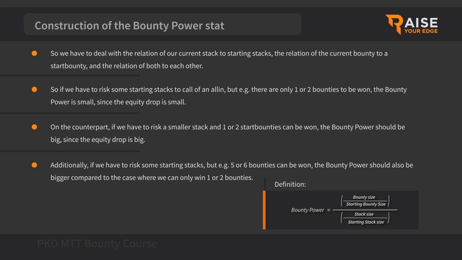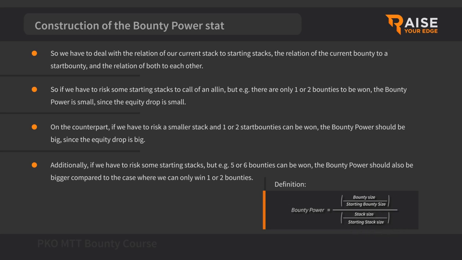So the simple definition of the bounty power now would be that we are taking the actual bounty size, dividing this by the starting bounty size. So for example, in a $100 PKO, the starting bounty size would be $25. If we can win now, for example, $50, so 2 start bounties, then this would be 2. And we divide this relation, bounty to starting bounty size, by the relation stack size to starting stack size. So we are looking at the actual stack size on the table. We divide this by the starting stack and we get also a relation. And we divide those two relations by each other.